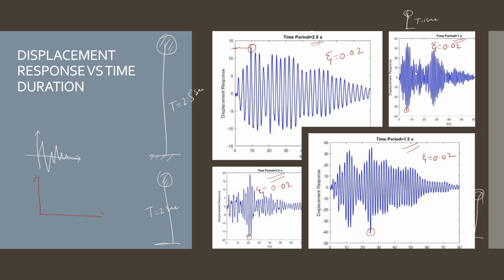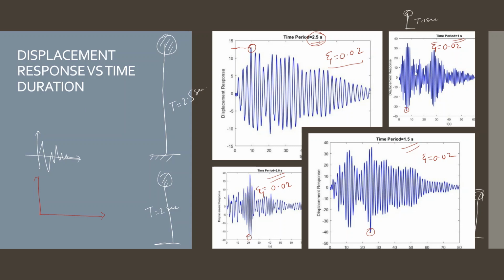We will plot the values, that these displacement responses are given with the time duration, for 80 seconds or for 60 seconds. This is the displacement response for a building having an oscillation time period of 2.5 seconds, and the xi value, the damping ratio, is 2%. Each structure has a damping ratio of 2%, and the time period is varying for all the structures, and we have recorded the response.